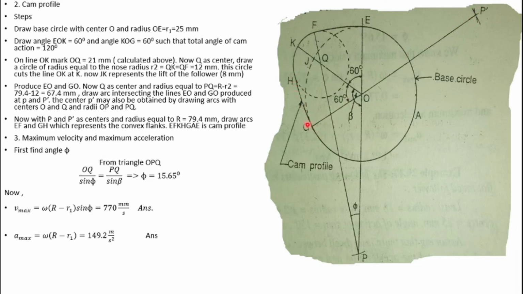So we can locate points G, H and F also. Using a French curve, we can draw a smooth curve. This will be the smooth curve. And this is the final profile E, F, G, H, again E. And this is the final profile for the cam.